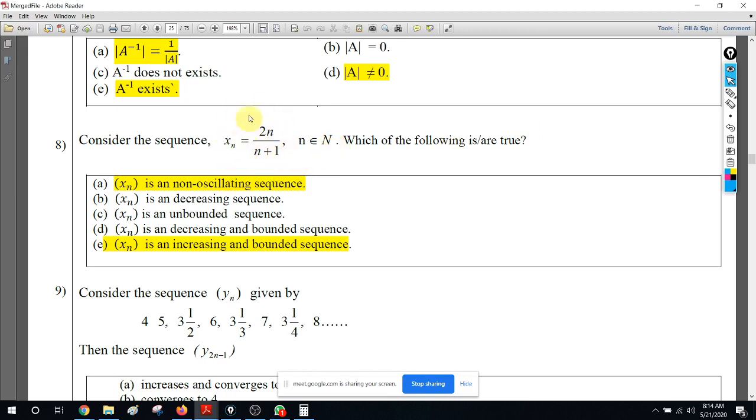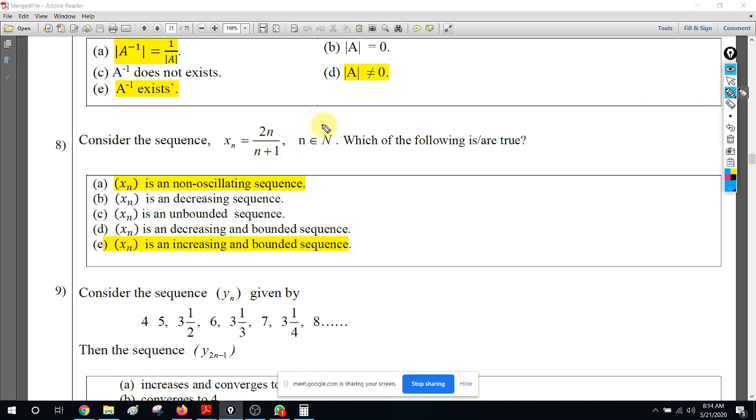These values can be real numbers, right? So which of the following is true? Now again, what you have to see, they are asking whether it's a decreasing sequence, right? Non-oscillatory sequence, bounded sequence. Values are real numbers, right?